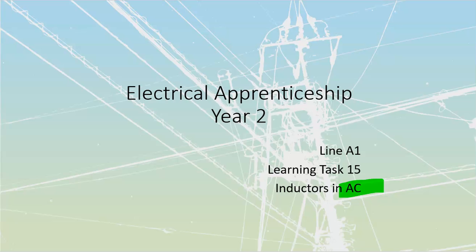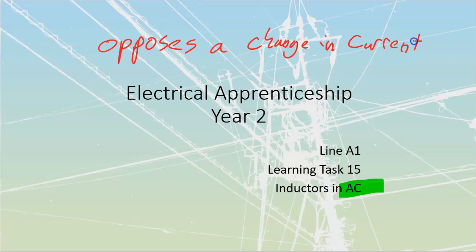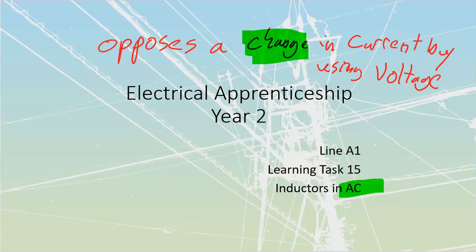we had of them, which is that any inductor is going to oppose a change in current by using voltage. A couple of things that I want to point out about this saying over here. First of all, it doesn't oppose current. What it opposes is a change in current that we are going to see.